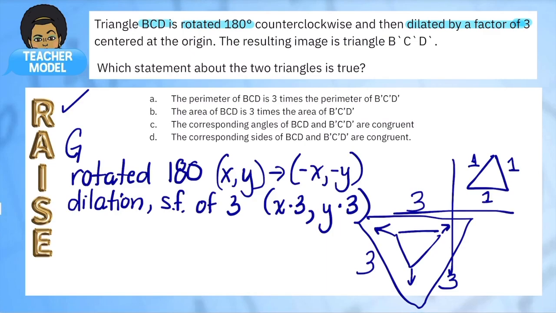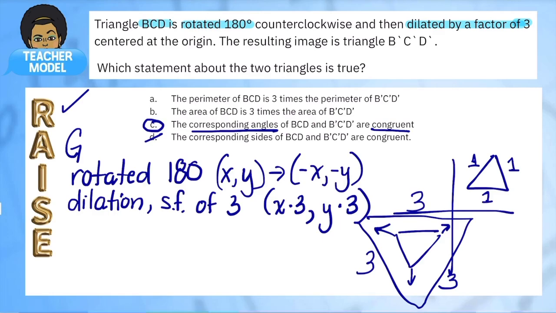C, the corresponding angles are congruent. That one I absolutely know would be true. My angles would stay congruent. They would stay the same whether or not the figure is bigger or smaller. So I know this has to be true. I'm sure about this. And the sides would be congruent? Yeah, no, the sides would not be congruent because the sides would be different. So I'm absolutely sure about C. It seems like the best choice right now.